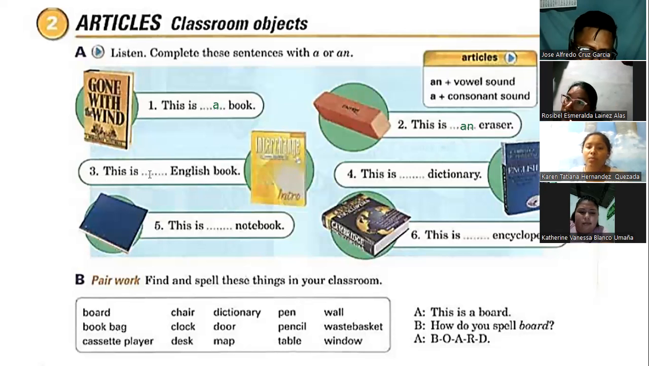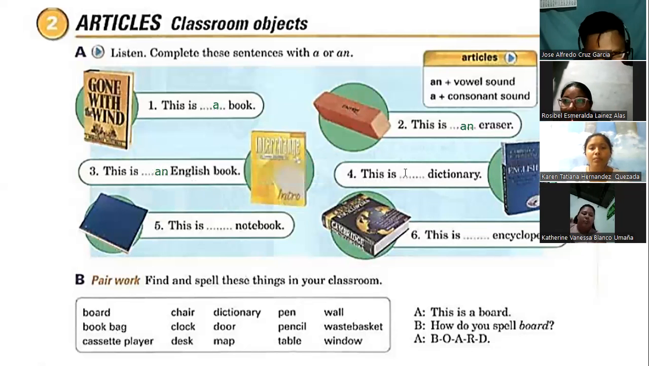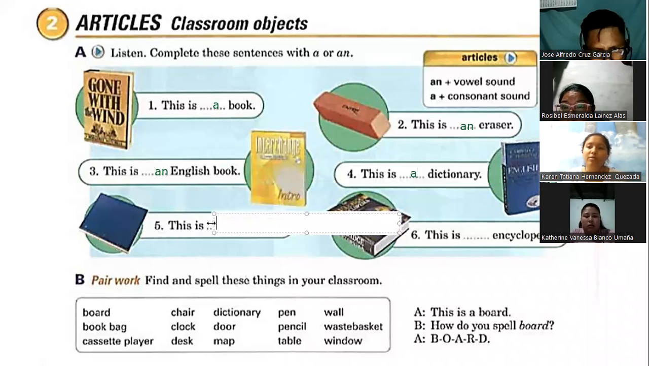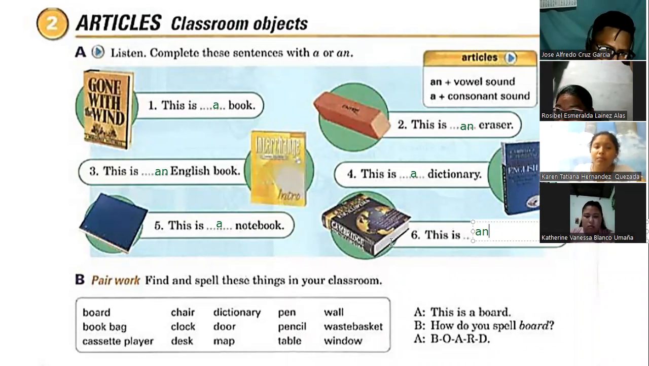Okay, number three. This is an English book. Number four. This is a dictionary. Number five. This is a notebook. And number six. This is an encyclopedia. An encyclopedia. Yes, that's right. So now help me to put an article before these words.